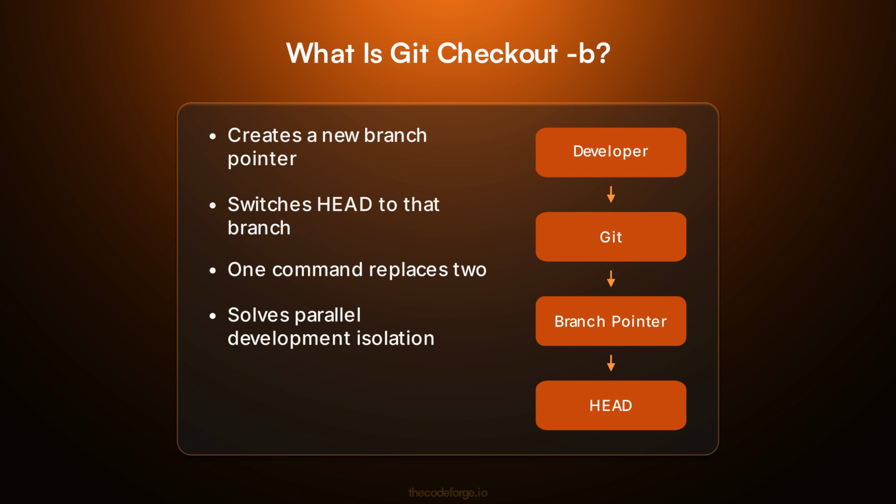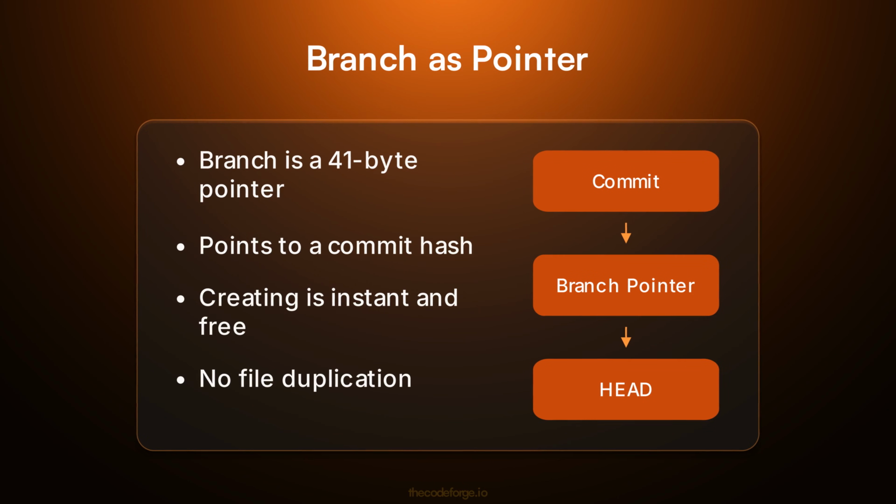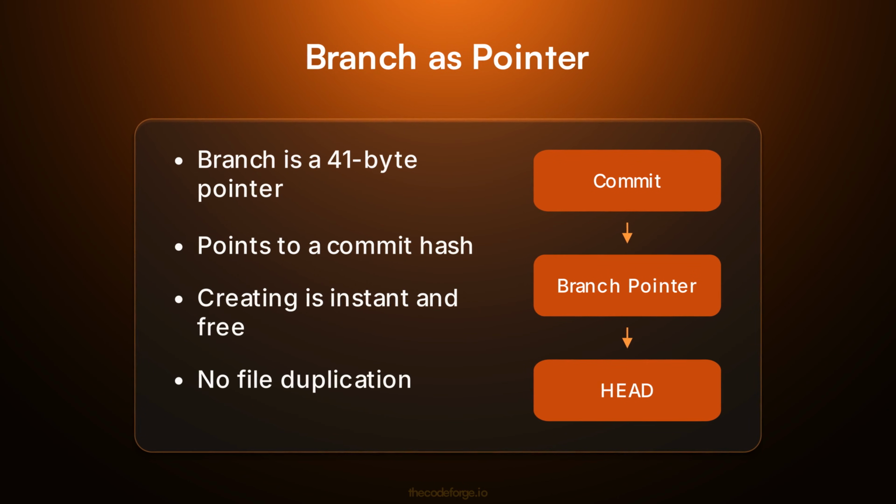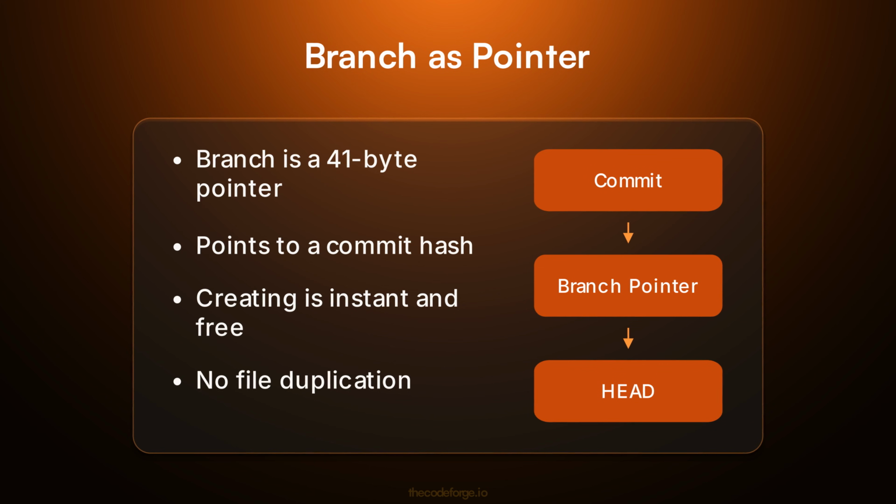Under the hood, Git creates a 41-byte pointer file and moves HEAD to it. No files are copied. A branch is just a named pointer to a commit. It's stored as a text file in .git/refs/heads, and creating one takes milliseconds regardless of repo size. This mental model explains why branching is so fast and why deleting a branch doesn't lose commits.